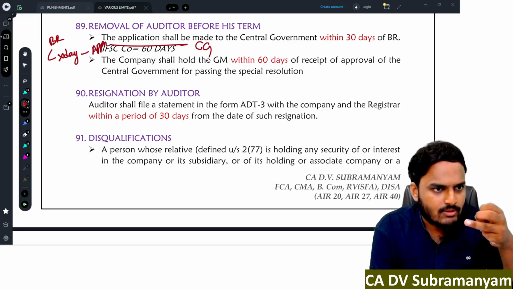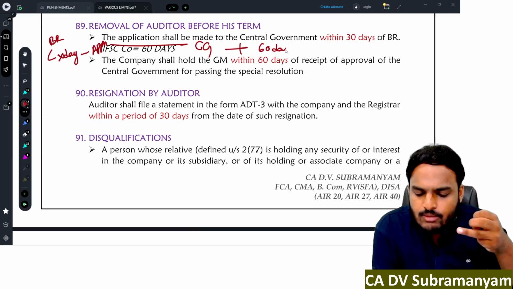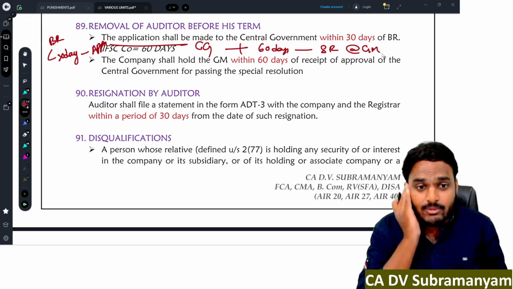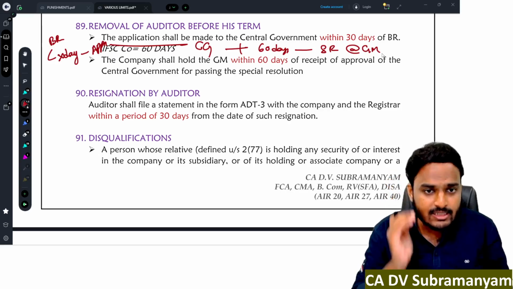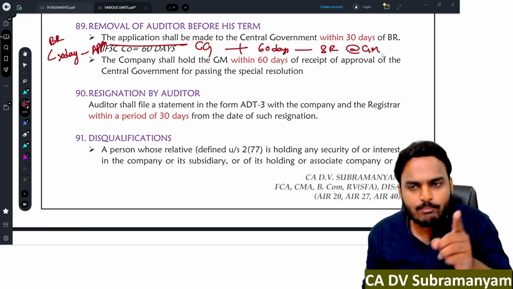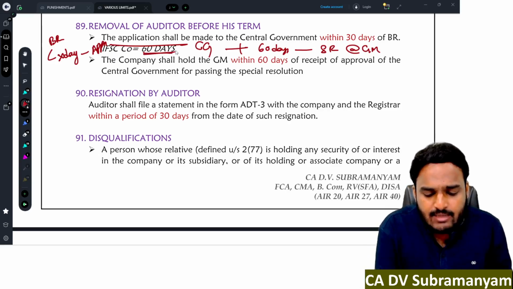Once you receive CG approval, then within 60 days from CG approval, obtain special resolution at general meeting. So time limits here: 30, 60. 30 for filing an application with central government. Within 30 days of board resolution, file application with central government. In case of IFSC companies, it is 60 days.